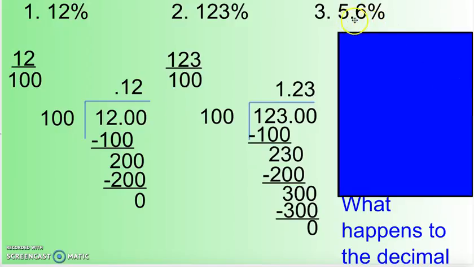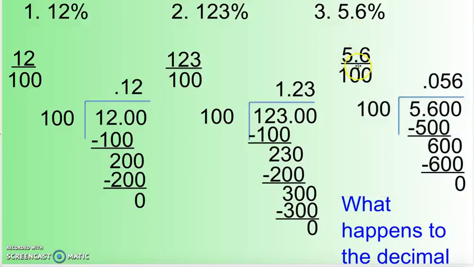What this means is we don't even have 6 boxes shaded out of 100. We don't even have 6. We have 5 and a little bit over a half of another box shaded. And so when we put 5.6 over 100 and we divide it, look what happens.